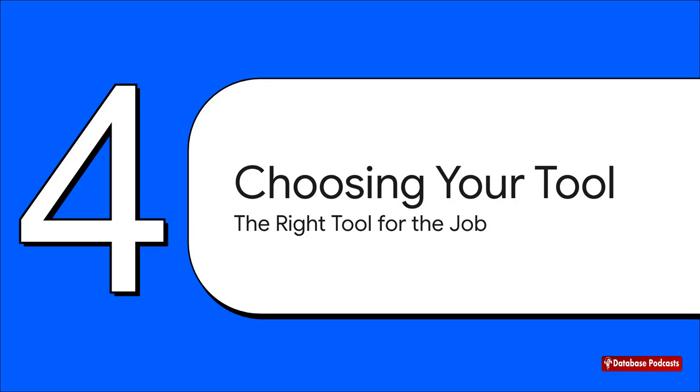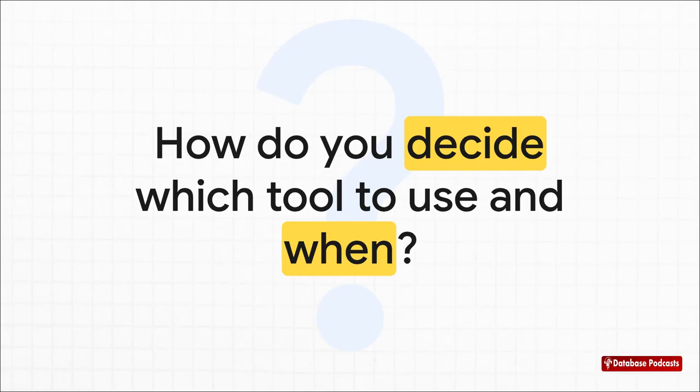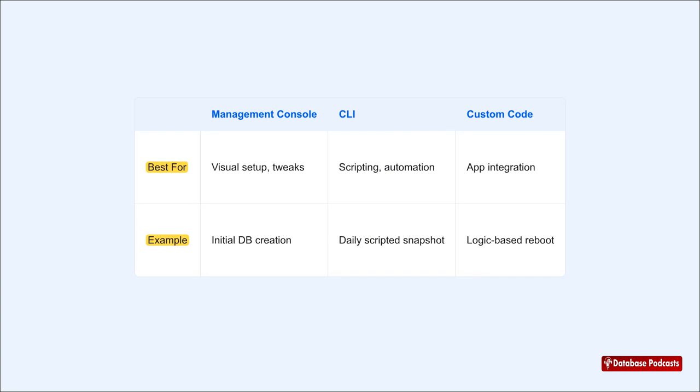Okay, so let's bring it all home. We've covered the console for all your visual tasks, the CLI for speed and scripting, and custom code for that deep integration. Now, let's tie it all together. And that's the million-dollar question, isn't it? You've got 3 fantastic options, so how do you pick the right one for the job you have to do right now? Well, the decision really just comes down to the nature of the task.